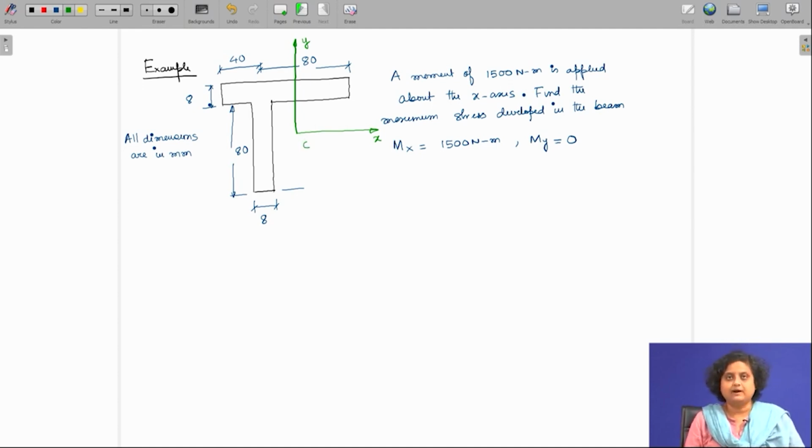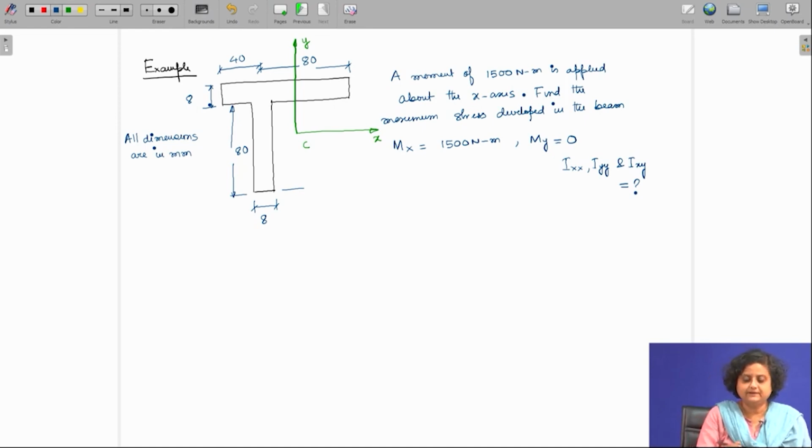So, in order to find out the value of the normal stresses, the first thing that we need to do is to find out Ixx, Iyy and Ixy of the cross section. So, that is the first job that is needed in order to solve the problem. So, before we find out Ixx, Iyy and Ixy, since the cross section is highly unsymmetric, we need to find out the centroid of the cross section.